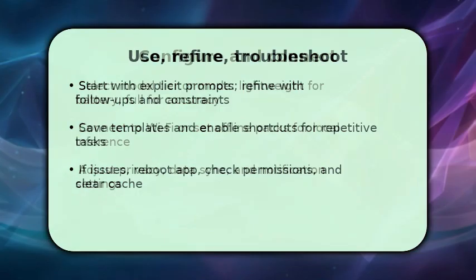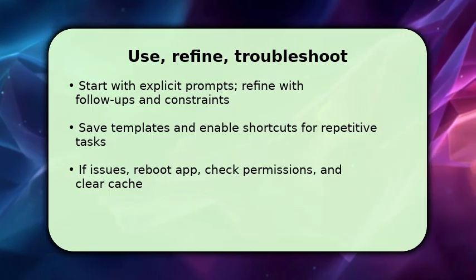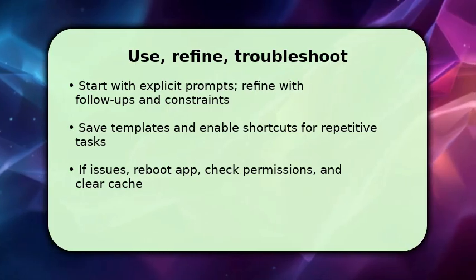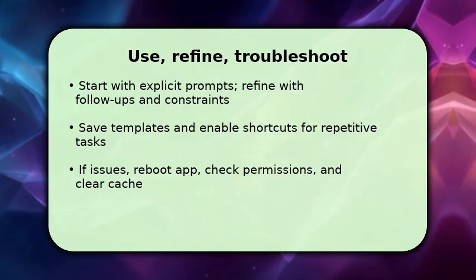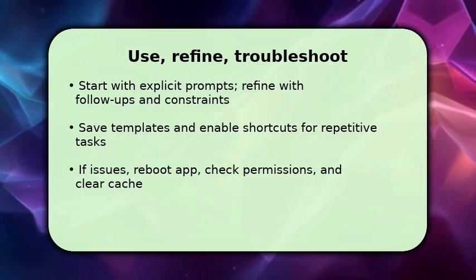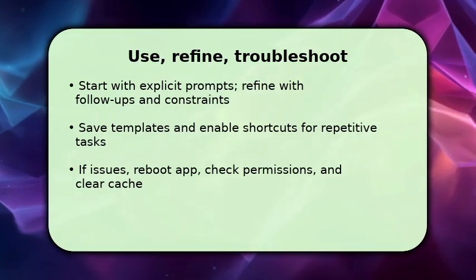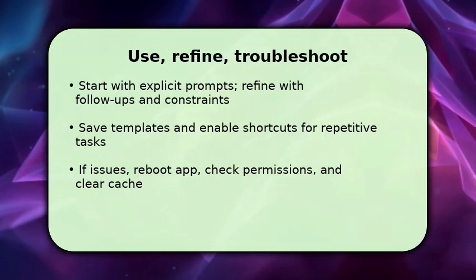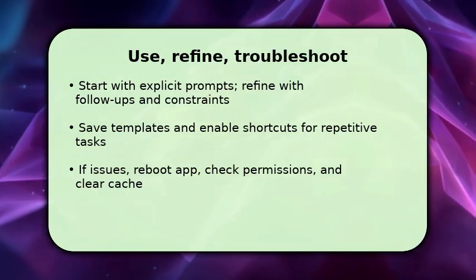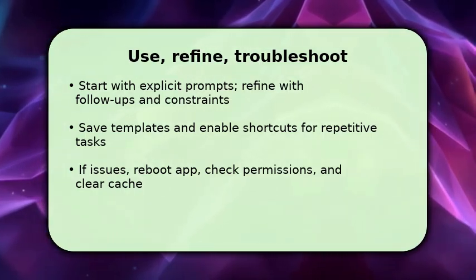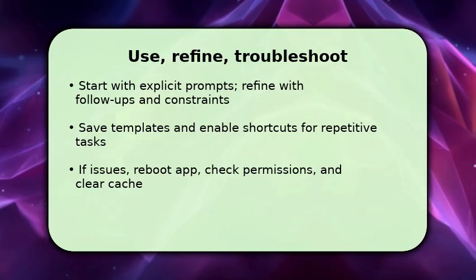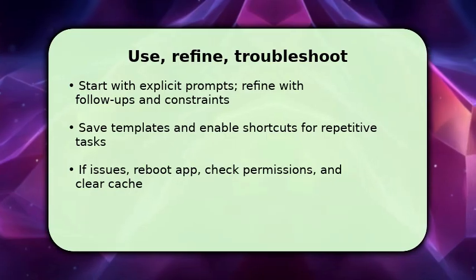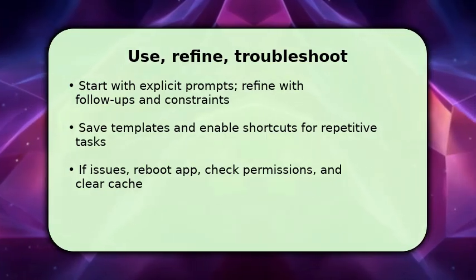Now use the AI for real work. Speak or type clear prompts, include constraints, and iterate with follow-ups to refine results. Save successful prompts as templates and create home screen shortcuts to speed recurring tasks like summaries or drafts. For longer sessions, monitor battery and temperature. Switch to low power mode when needed. If something breaks, restart the app, confirm permissions and network, then clear cache. That resolves most faults. If problems persist, reinstall the app to reset corrupted components.